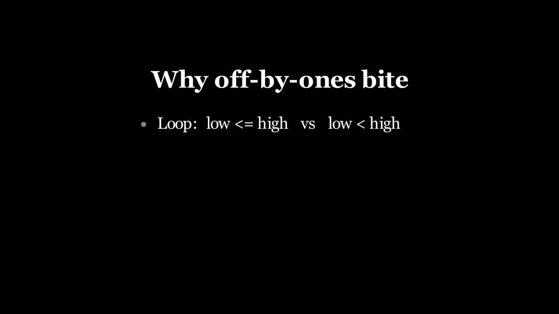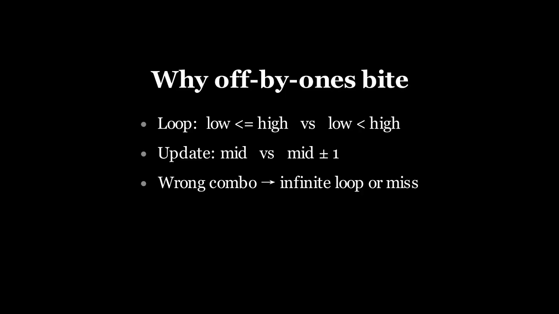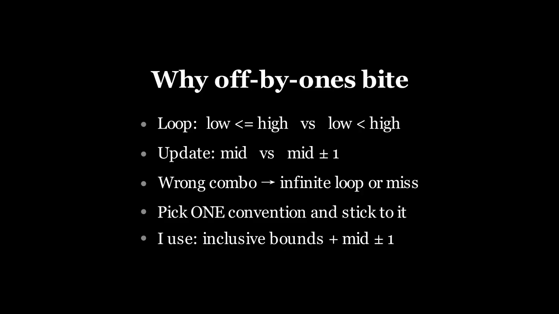Binary search is famously hard to get right. The most common bug is the loop condition. Is it less than or equal to? Off by 1. The next is updating low and high. Do you set them to mid, or mid plus 1, or mid minus 1? Get it wrong, and the loop never terminates, or skips the answer. The fix: pick one convention and stick with it. Inclusive bounds and mid plus or minus 1 is what I use.